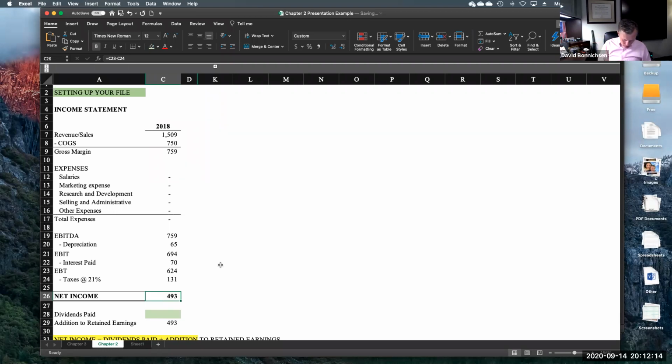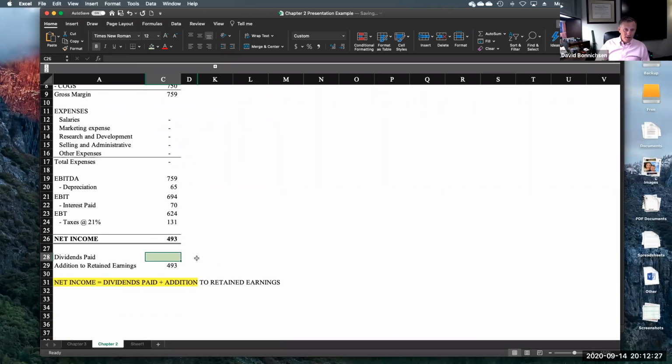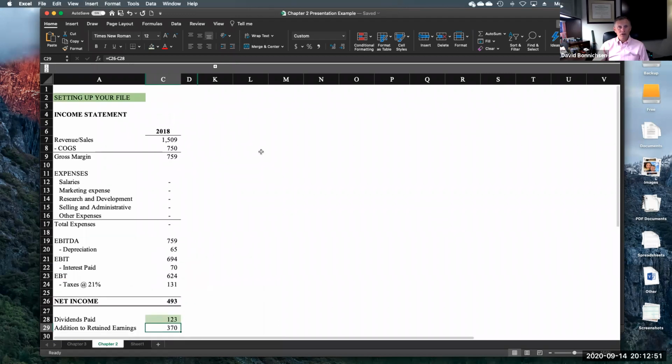Well, looking at the income statement from the handout, clearly management has decided to pay $123 million out in dividends, right? So dividends paid 123 million, okay? Which means that of the $493 million of net income, we paid 123 million out to shareholders. It's gone. It left us with $370 million that flows to retained earnings on the balance sheet, which let's talk about now.